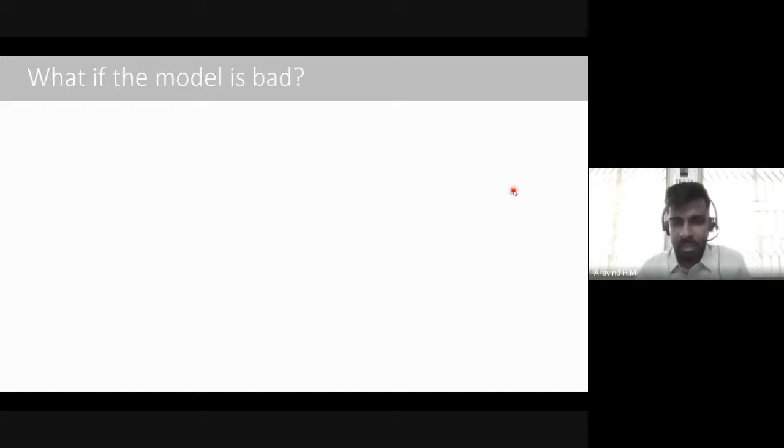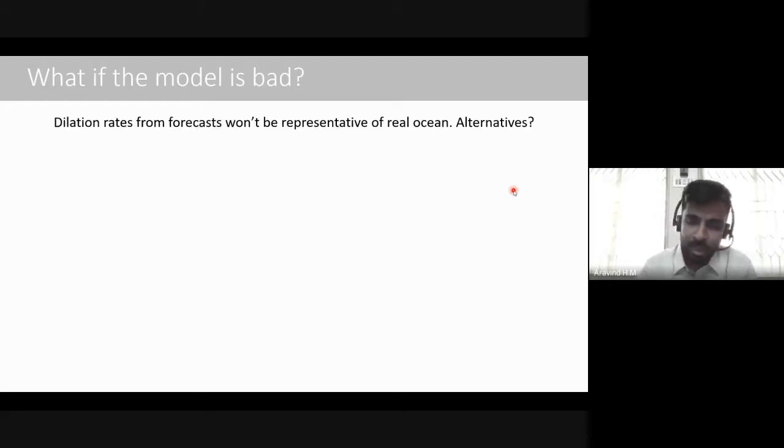And now, finally, the question that I ask is what happens if the model is really bad? Like, in some instances, there may be sudden wind events that occur in the ocean which cannot be predicted by the model. And that may throw the model completely off. And what we see in the model may not match what we observe in the ocean at all. So, what are the alternatives?